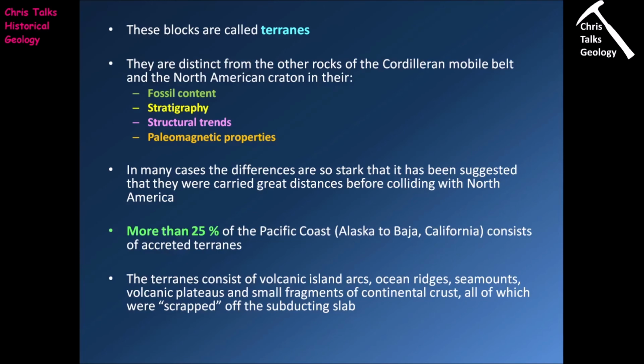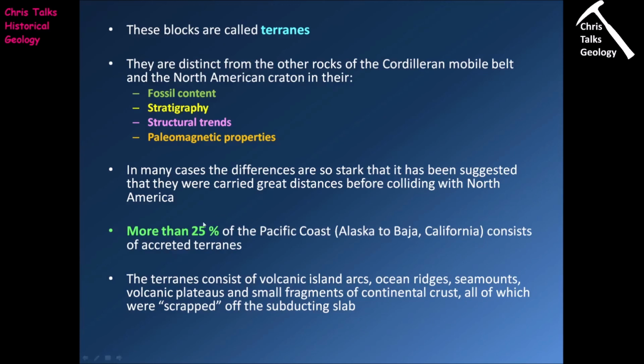So in many cases the differences are so clear that it's been suggested that they could have been carried very great distances before they collided with North America. More than 25% of the Pacific coast, so that's going from Alaska all the way down to Baja California, consists of these accreted terranes. They do make a quite substantial input to the development of the western coast of North America.